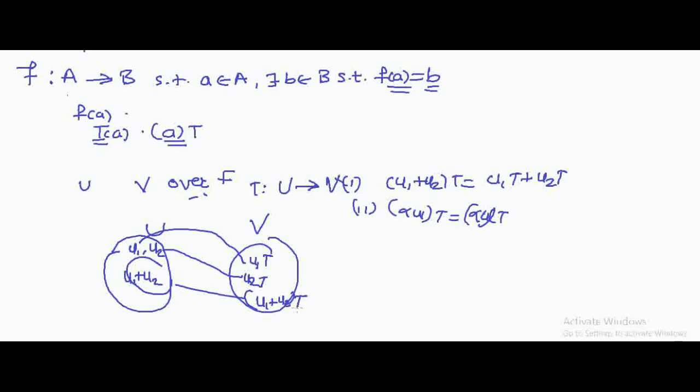We have three elements. Now whenever T of u1 plus u2 equals T of u1 plus T of u2, these are all elements of V. Whenever this condition is satisfied, this is the first condition.